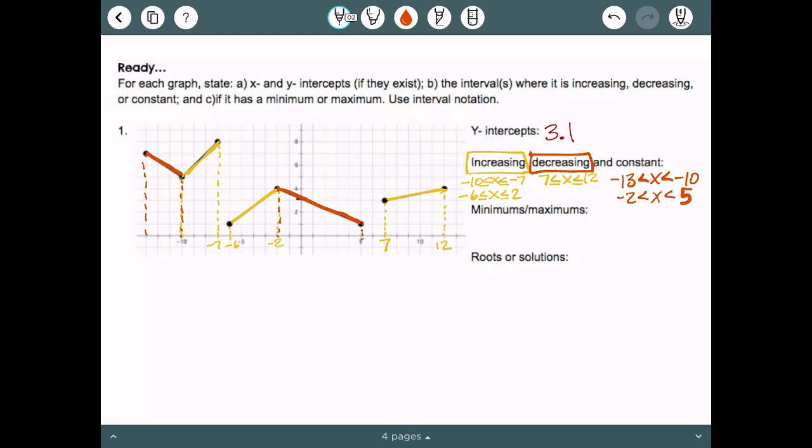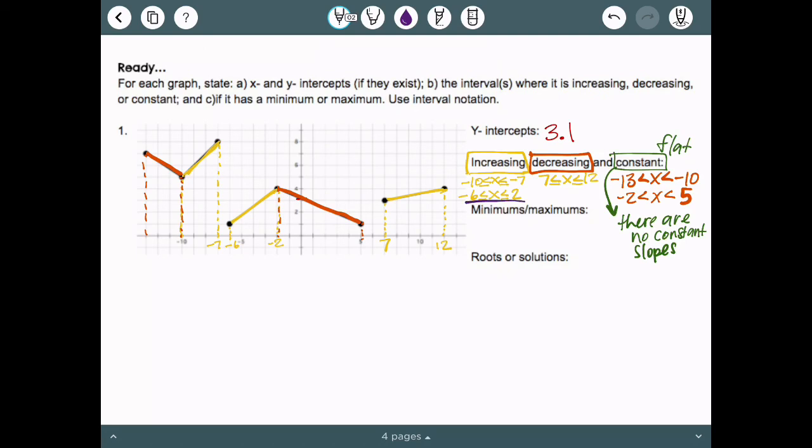And then constant would be anywhere that is flat, and I don't see any flat pieces here, so I might just make a note, there are no constant slopes. I'm going to think about my minimums and my maximums.